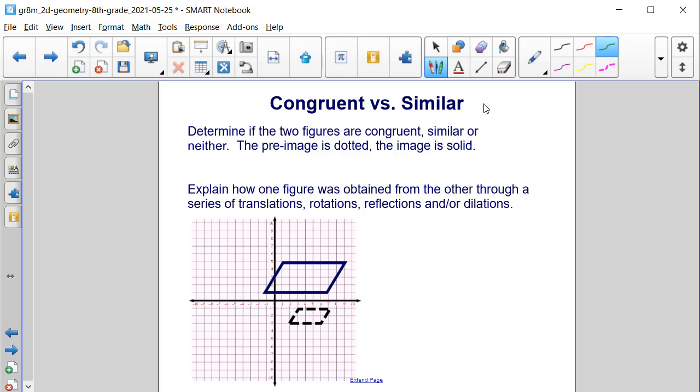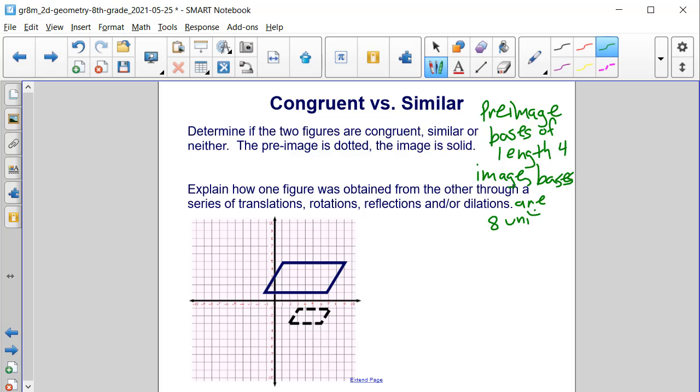Okay, so in the pre-image, the bases have a length of 4. And in the image, the bases are 1, 2, 3, 4, 5, 6, 7, 8. In the image, the bases are 8 units long.